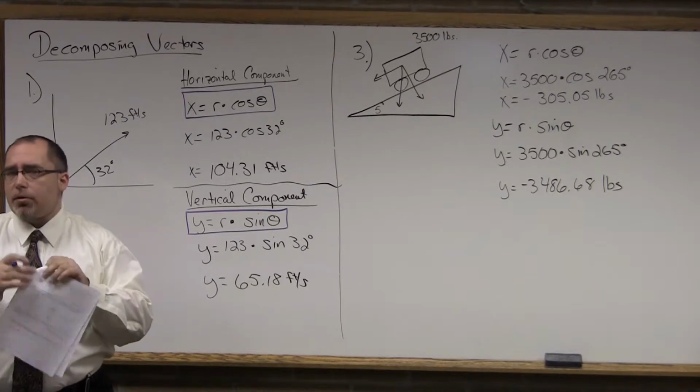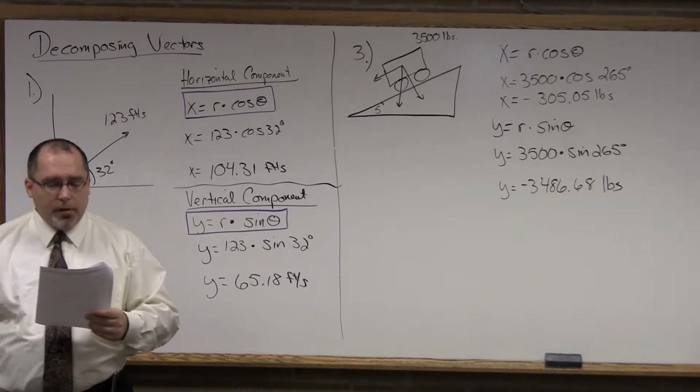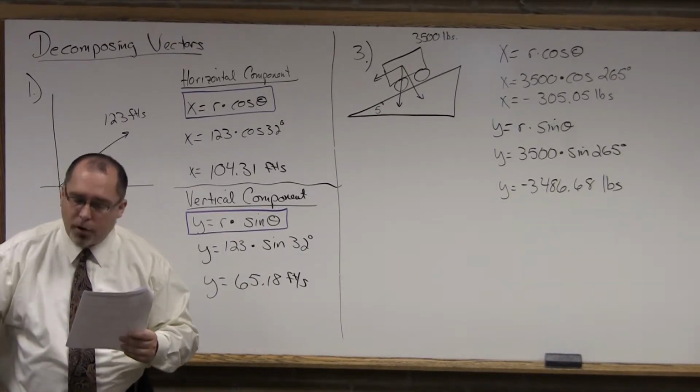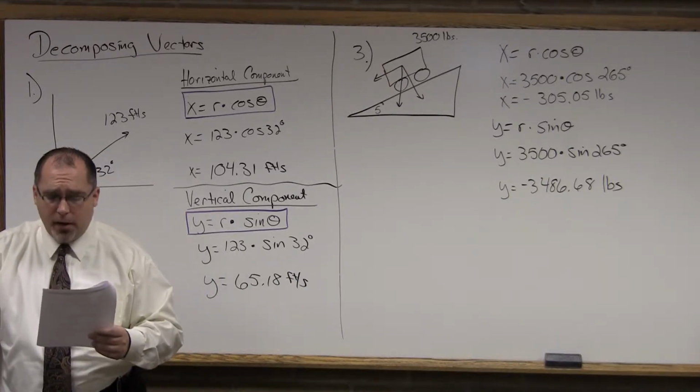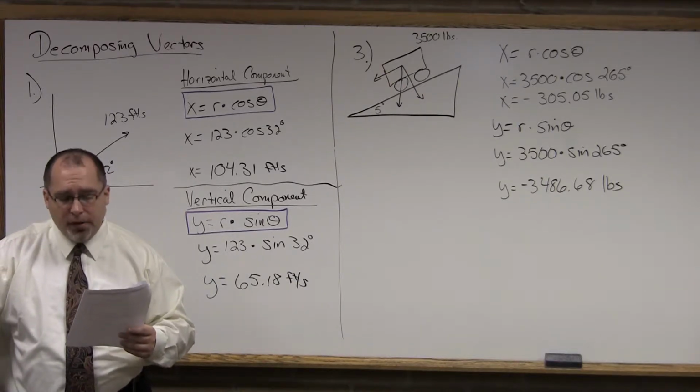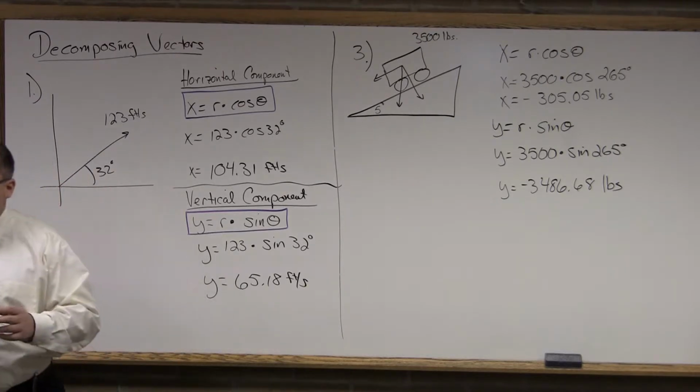I'll let you try number 2 for practice, and the answers are there. But if you flip to the second page and look at number 3, it says, consider a 3,500-pound car parked on a driveway that has an inclination of 5 degrees. Ignoring friction, what is the minimum brake force needed to keep the car from rolling down the driveway?